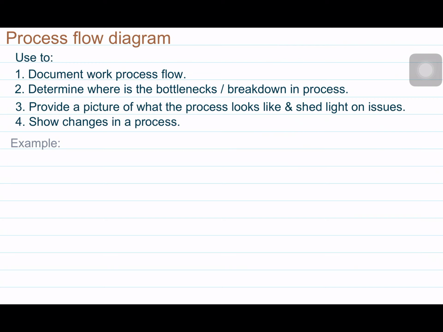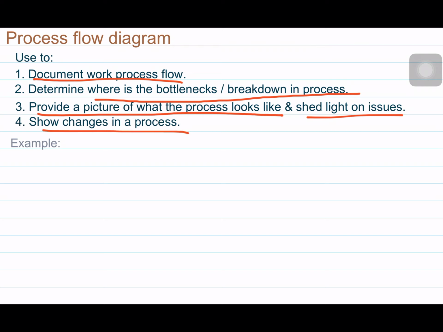The first tool I will explain is the process flow diagram. It helps us to document the work process flow, from the starting point to the end point, and it also helps us to determine where the bottleneck or breakdown is in the process. Like if we have a problem with the end product, for example a coffee drink product, then we have to find out where the bottleneck and breakdown are that cause the impacts on our product. So it will provide a clear picture of what the process looks like and shed light on the issue. It also will show the changes in the process.